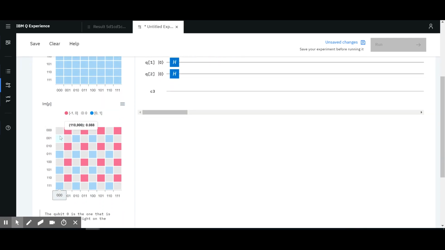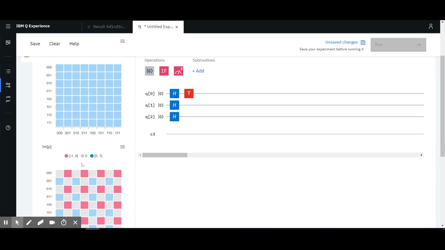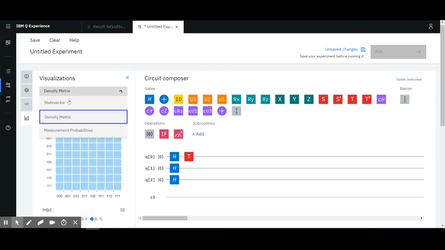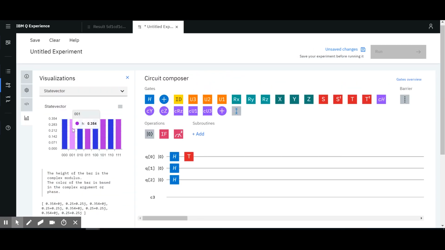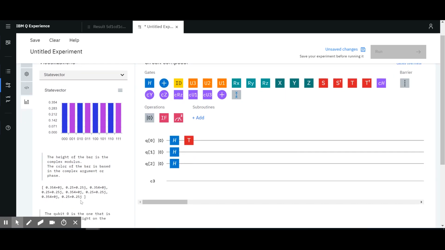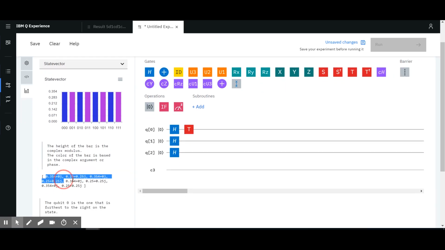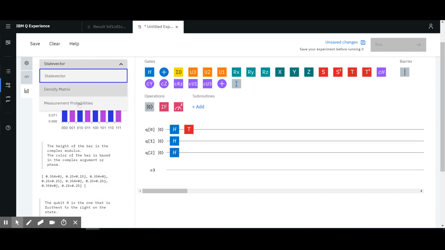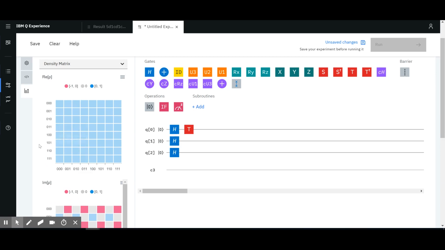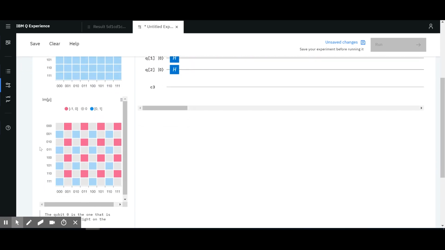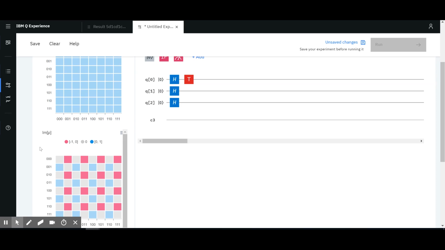But still, why is this blue and why is this pink or red? Because this is negative and this is positive. Okay, but what does this mean? In the state vector there's no negative sign at all. It's all positive. So that's even more confusing. Mind blowing. This has to have some meaning.